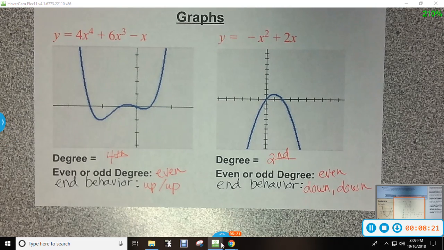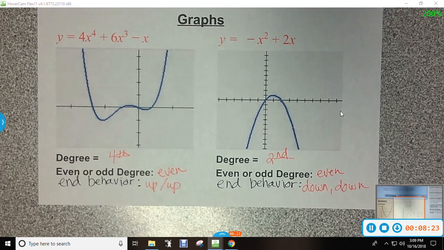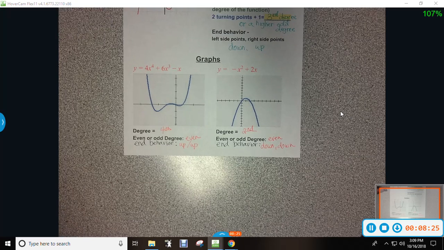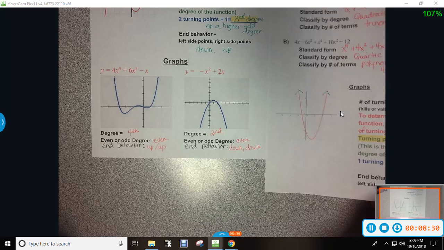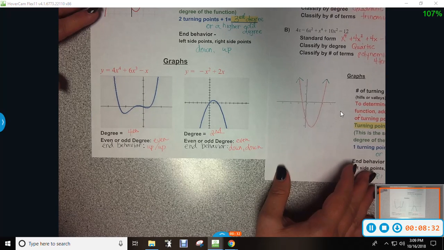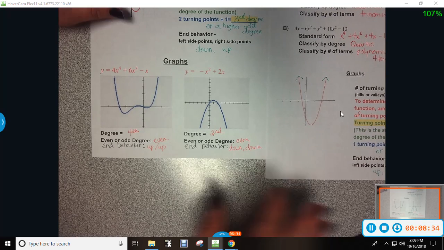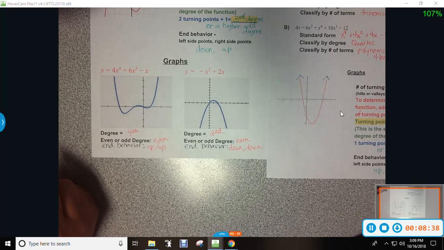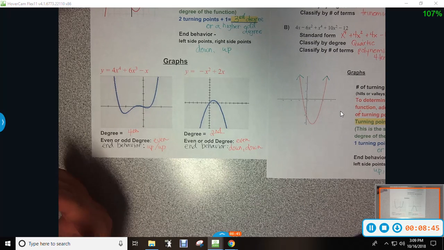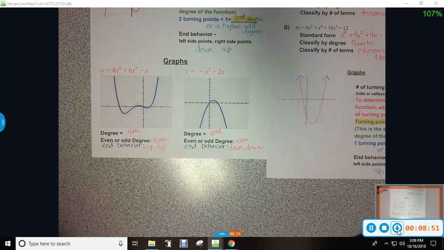Now I'm going to zoom out for just a second and put up a graph that we did just a minute ago. If we take a look at all three of these side by side, weren't all of those even degree functions? What do you notice about the end behavior for even degree functions? The left and the right are doing the same thing. Okay, keep that in mind.